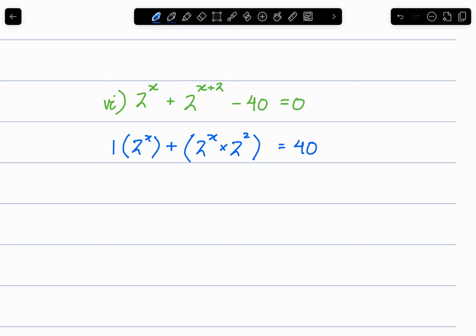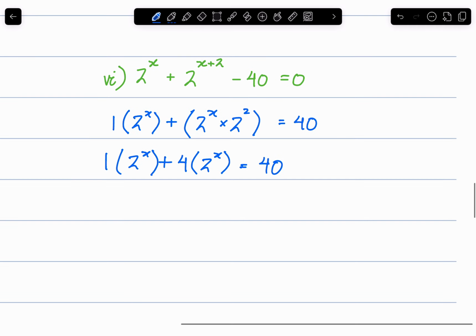Now, because of that, this is going to become 4, which I'm going to move to the front. This becomes 4 lots of 2 to the power of x. And this is 1 lot of 2 to the power of x equals 40. And now I hope from here you can see the end of this. I've shown this step here just to make sense of this index law. If you're getting confident, you can move straight from here to here.